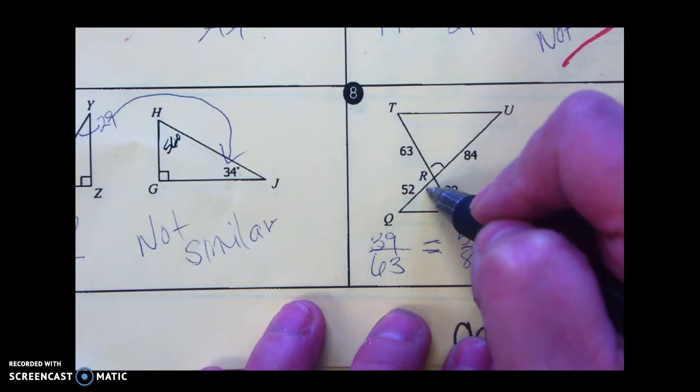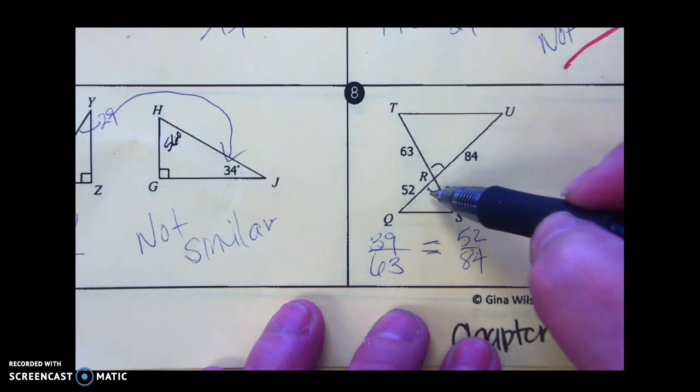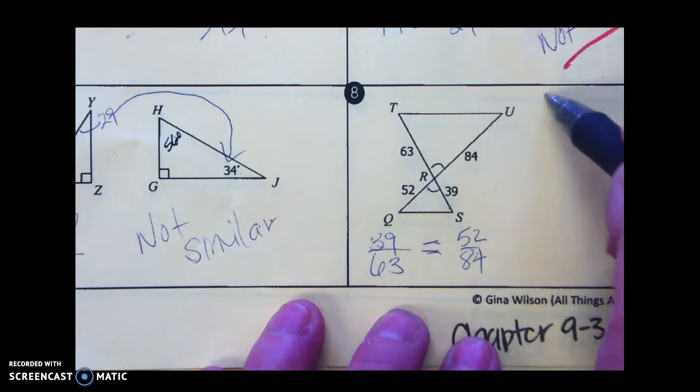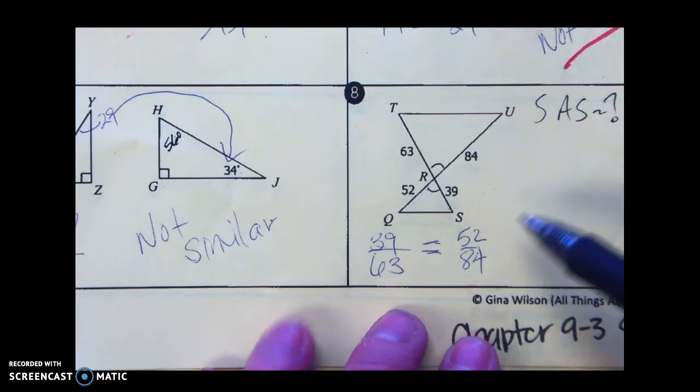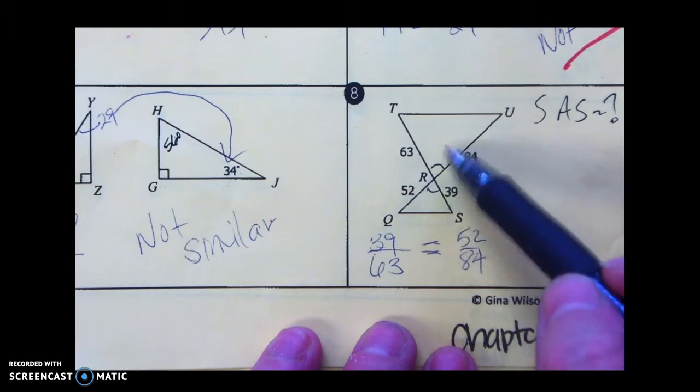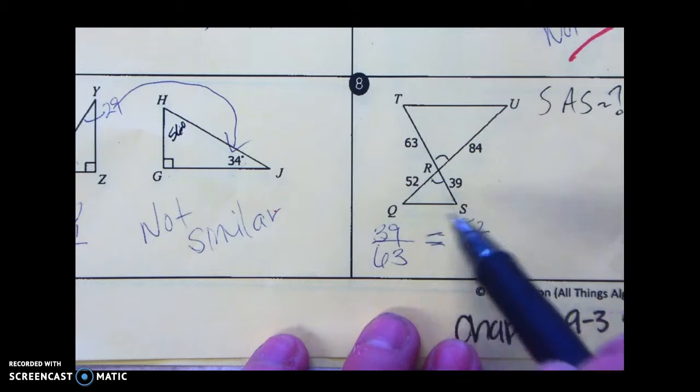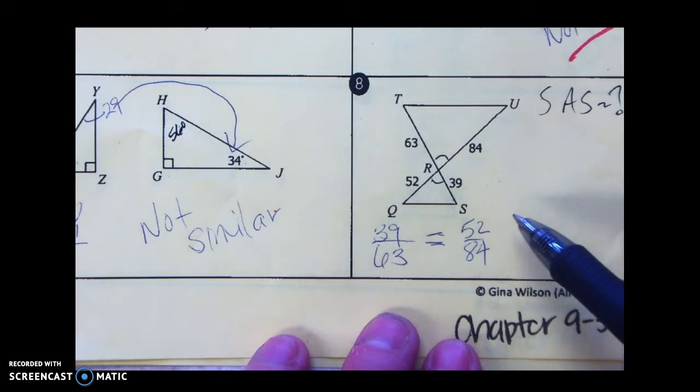That's one of the first things we want to notice. This angle is congruent to that one, so this looks like it should be a side-angle-side similarity. We're going to try to find out. We know we've got congruent angles, but do we have proportional sides?